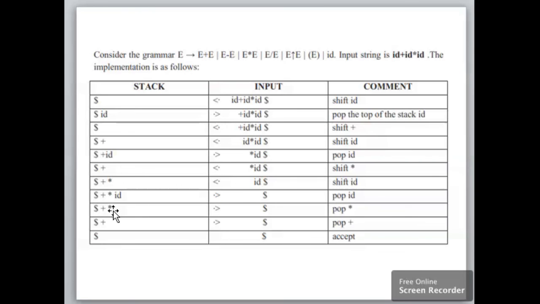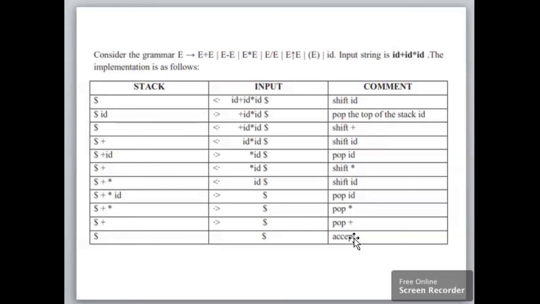It means it's going to be E into E, E asterisk E. So as per my grammar, E into E would be my handle. So it would be reduced to capital E. So now E plus E would be remaining. Now E plus E, as per my grammar, would be reduced to capital E. So it would be dollar at the top of the stack and dollar at the input. It means that it would be an accept state.